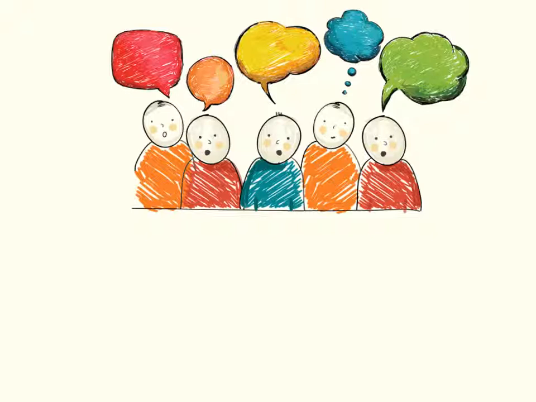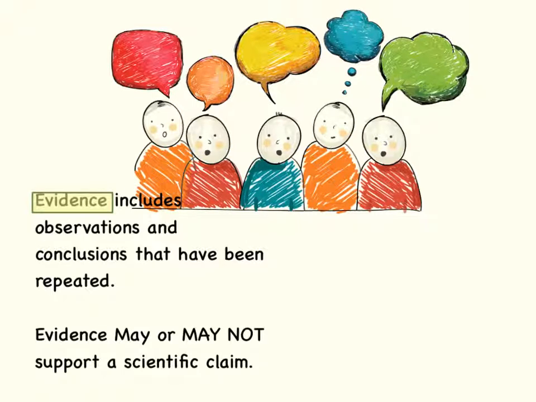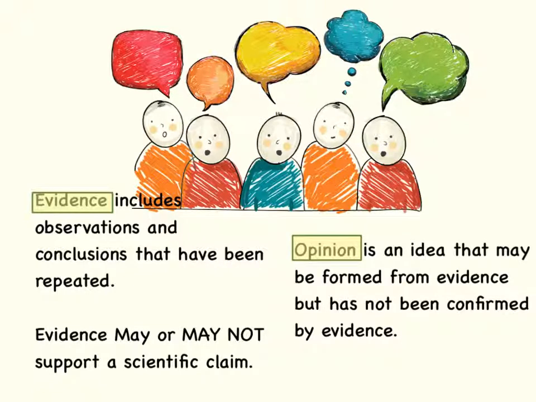Let's talk about the difference between evidence and opinion. To evaluate scientific information, you must first distinguish between evidence and opinion. First is evidence. Evidence includes observations and conclusions that have been repeated. Evidence may or may not support a scientific claim. Then there's opinion. Opinion is an idea that may be formed from evidence, but has not been confirmed by that evidence.